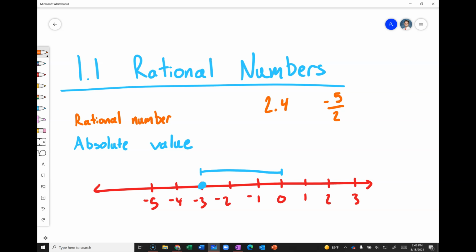So a quick review on absolute value is that the absolute value of a number is simply its distance from 0. So if we look at negative 3 here, we can see that negative 3 is a total of 3 units from 0. So the absolute value of negative 3 would be equal to 3.